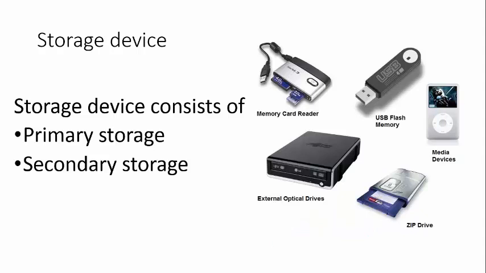Another component of computer hardware is the storage device. The storage device consists of the primary storage and then the secondary storage. Here are some examples of storage devices. We have the memory card reader, the USB flash memory, the external optical drive, and then the zip drive.